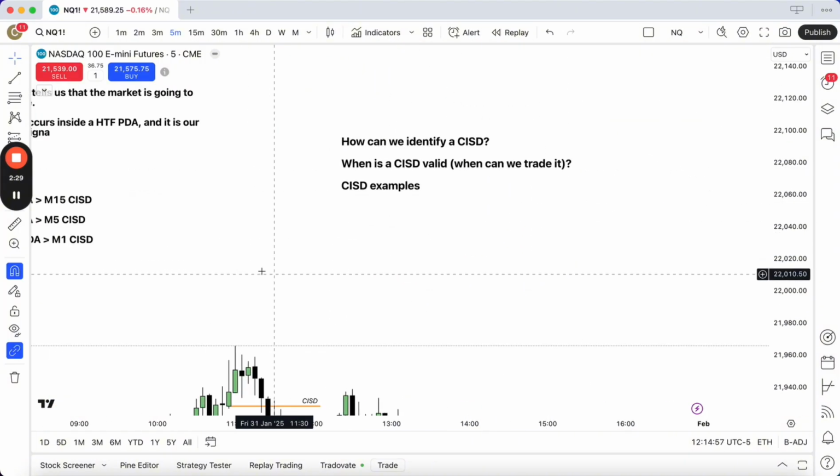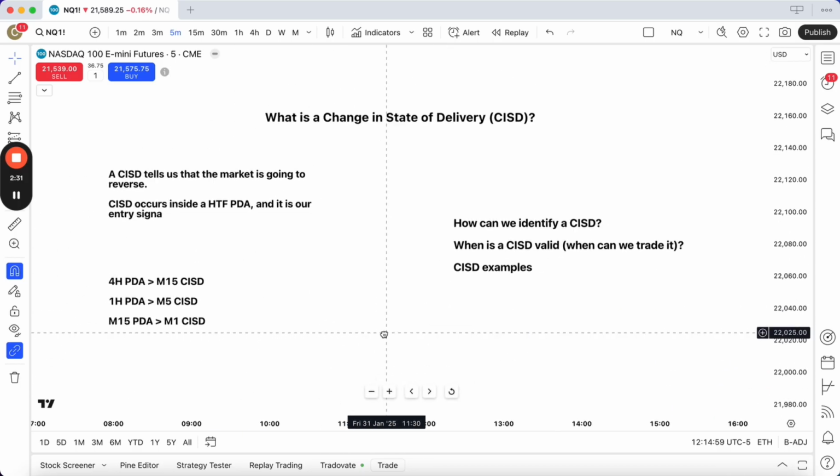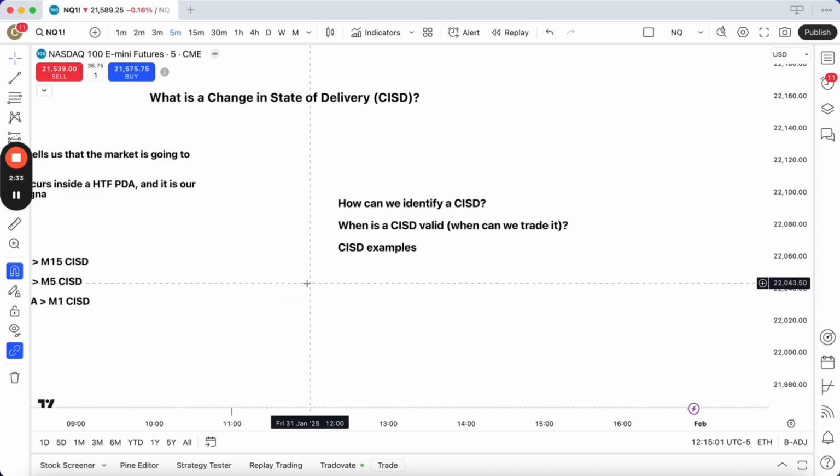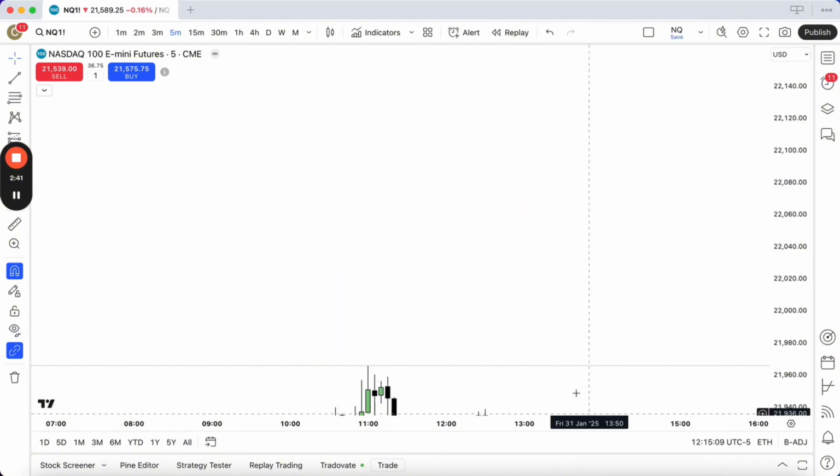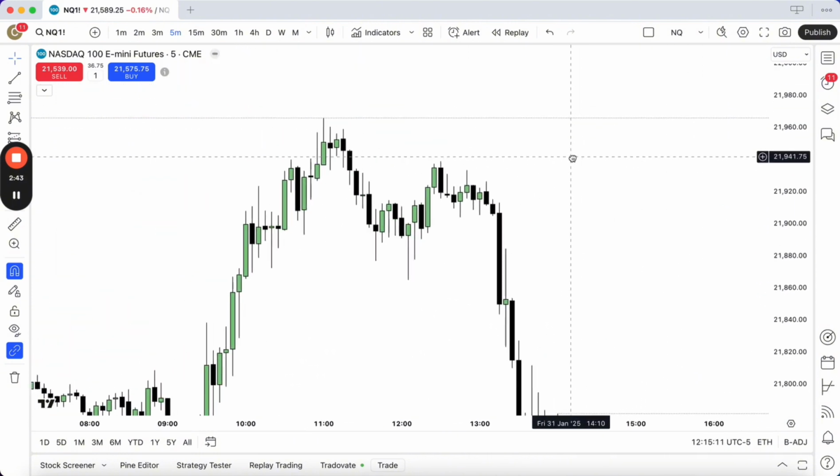Now that you understand what a change in state of delivery is, I'm going to show you on the chart. And after I show you on the chart, I'm going to show you when it's valid, and I'm going to show you some examples of how you can use it in your trading. So that being said, let me show you right here.